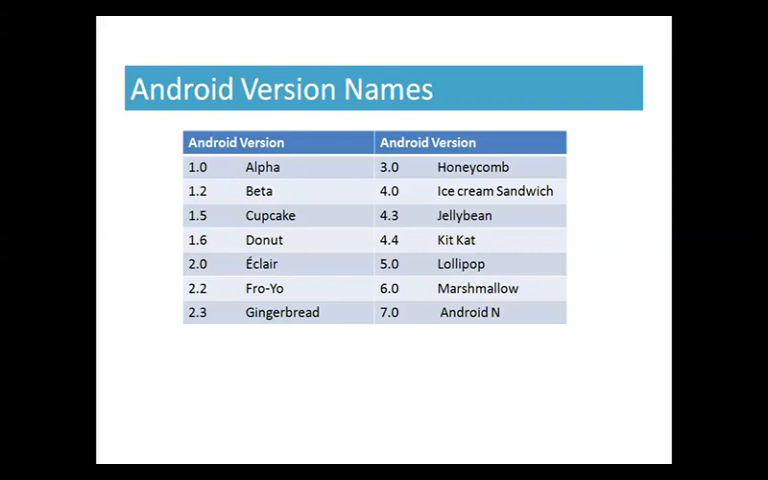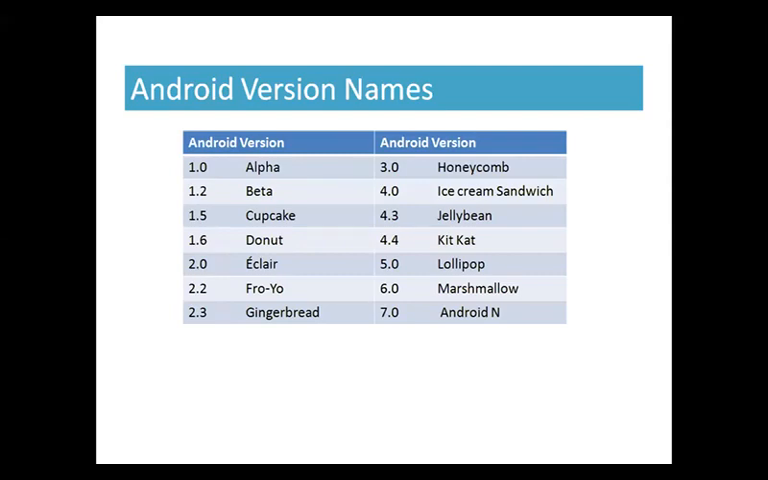The names of the Android versions follow alphabetical order. Let me explain. The version names start from A, B, C, D, E, F, G, H, I, J, K, L, M, and N. And each and every name, except Alpha and Beta, must be a chocolate flavor name. That is the reason we have searched for it.